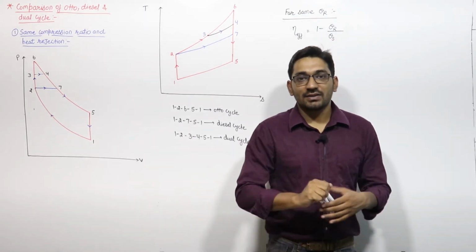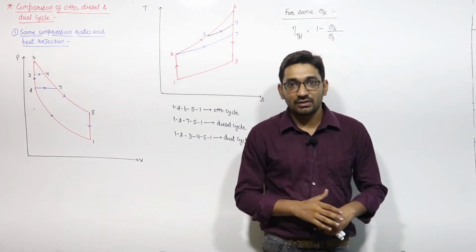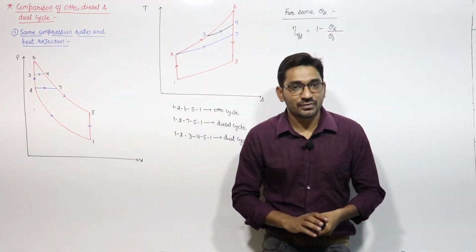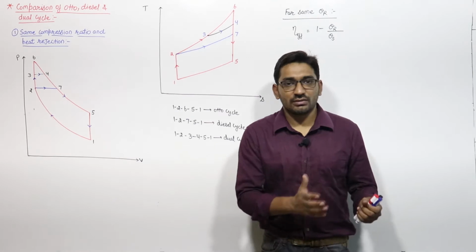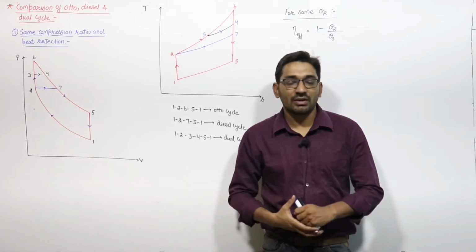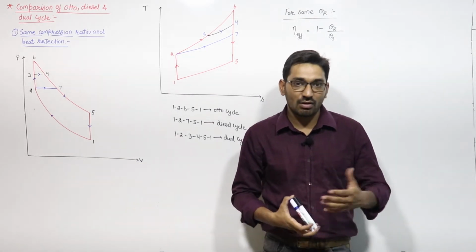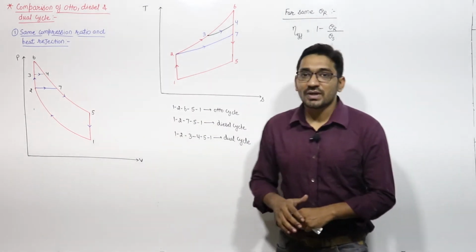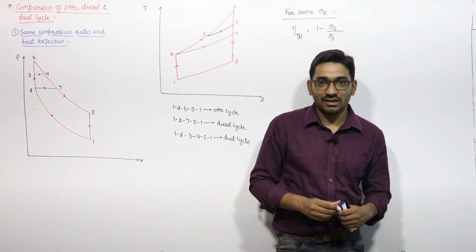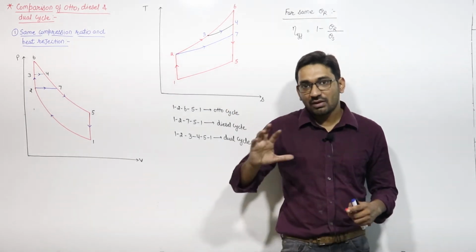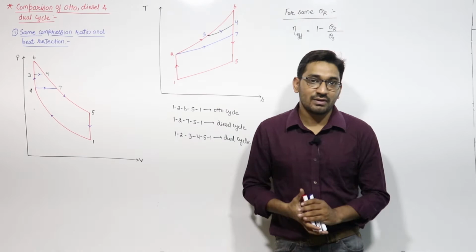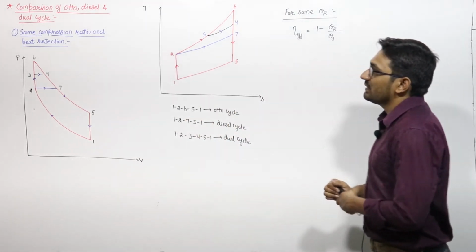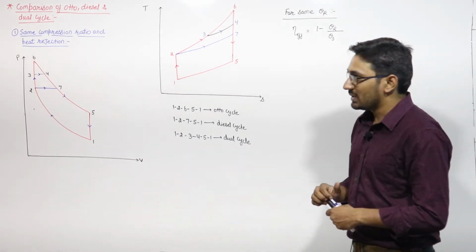Now we already discussed the 3 cycles for the IC engine, that is your Otto cycle, diesel cycle and dual cycle. Now there may be a question given in your exam or in the GATE paper on the comparison between the Otto cycle, dual cycle and diesel cycle. So we will study some of the concepts of the comparison, right? So in this video we will talk about the comparison of Otto, diesel and dual cycle.